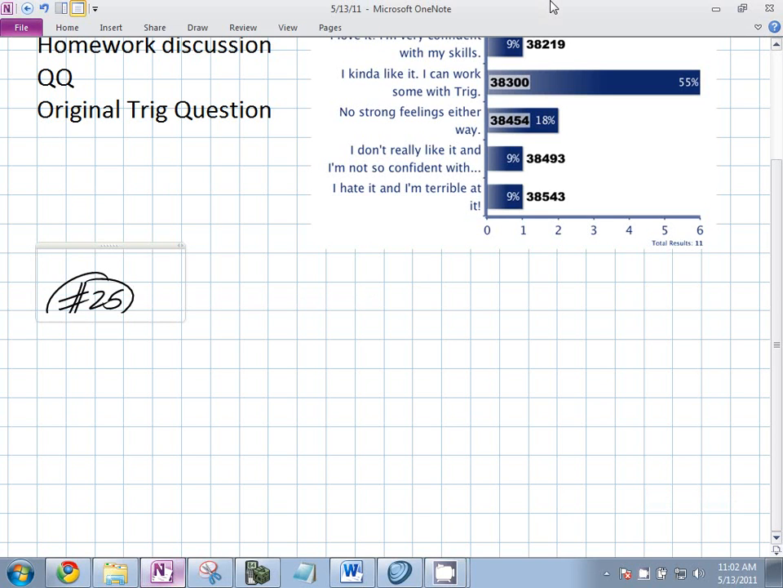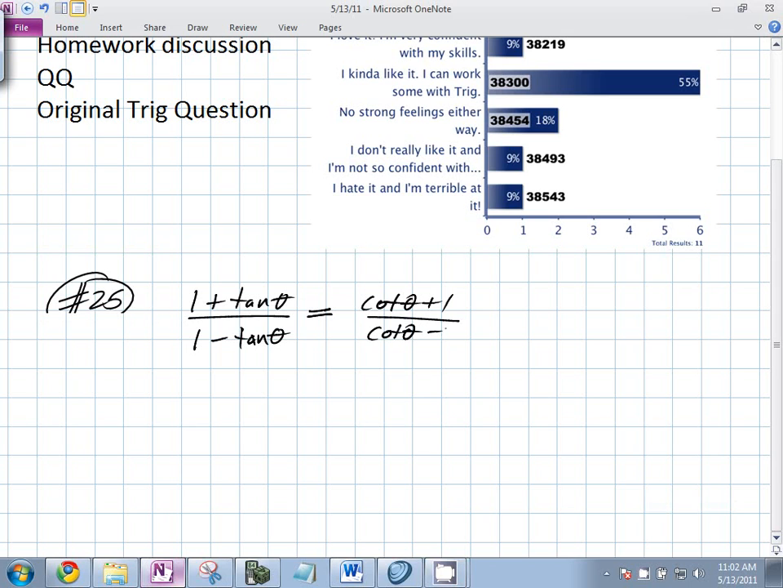Okay, 25. So on 25, you have this nice 1 plus tangent theta over 1 minus tangent theta. And you're trying to prove that it equals cotangent theta plus 1 over cotangent theta minus 1.